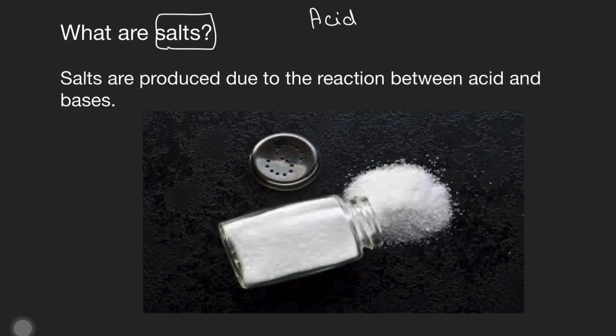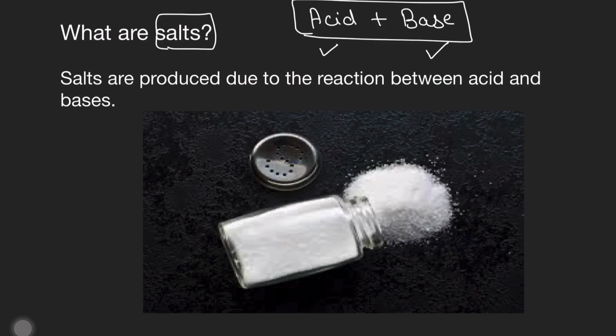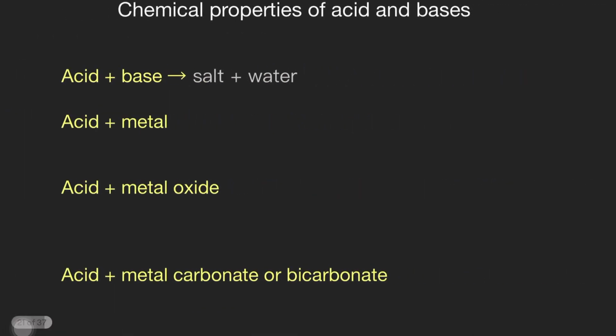Now salts are produced by the reaction between acids and bases. We already read about the acid and base reaction. When an acid reacts with a base, it is a kind of neutralization reaction in which salt and water are formed. One such example of a salt is the table salt that we have in our house as well.